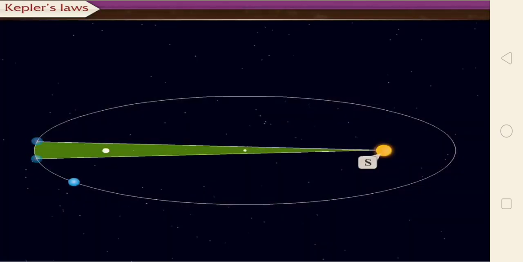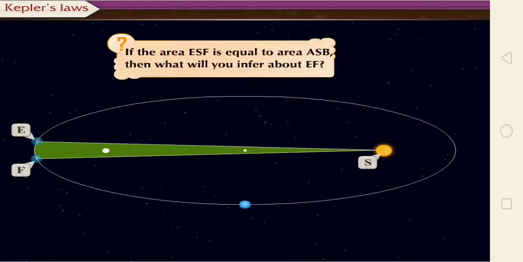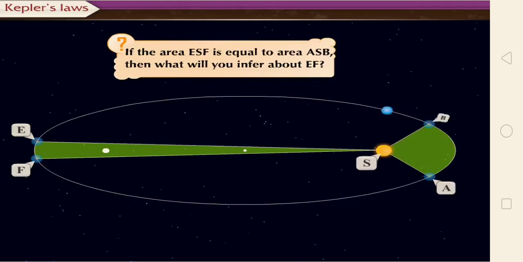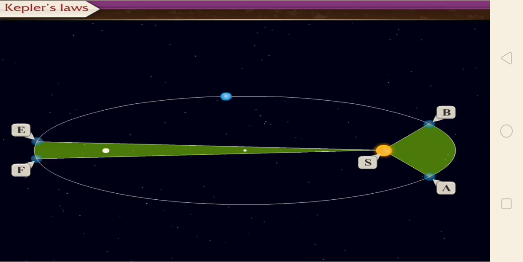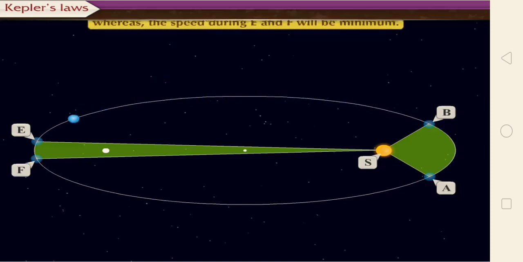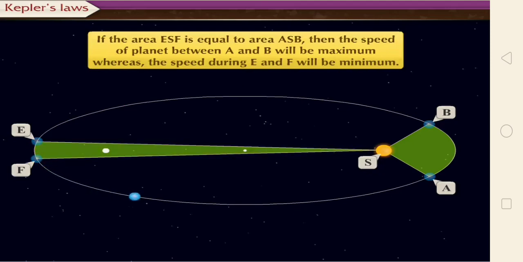As shown in the figure, if the area ESF is equal to area ASB, then what will you infer about EF? If the area ESF is equal to area ASB, then the speed of planet between A and B will be maximum, whereas the speed during E and F will be minimum.